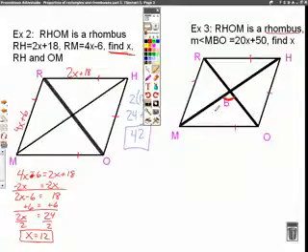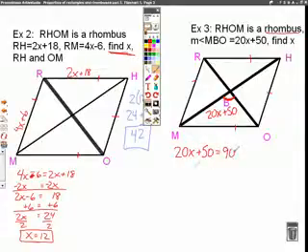And the expression that we're given for that is 20x plus 50. Now, MBO is the place where the two diagonals intersect. And one of the properties of diagonals intersecting within a rhombus is that they always intersect at a right angle. So this expression right here should equal what? It better equal 90 degrees. So 20x plus 50 is equal to 90.